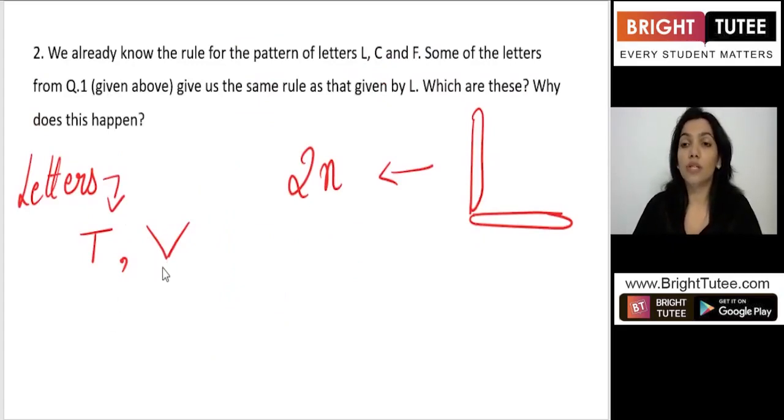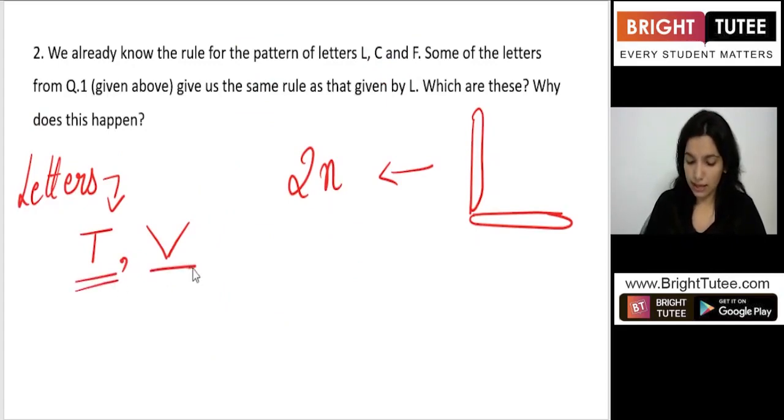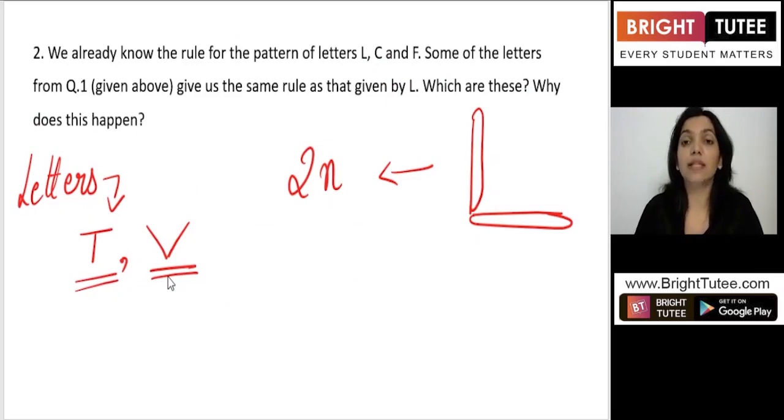So now which are these? These are the letter T and letter V. Why does this happen? Because each of these alphabets is using the same number of sticks in order to form that particular pattern. I hope this is clear. Why is it happening that we have got the same expression for L, T and V? Because they all have got 2 sticks in order to form the pattern.